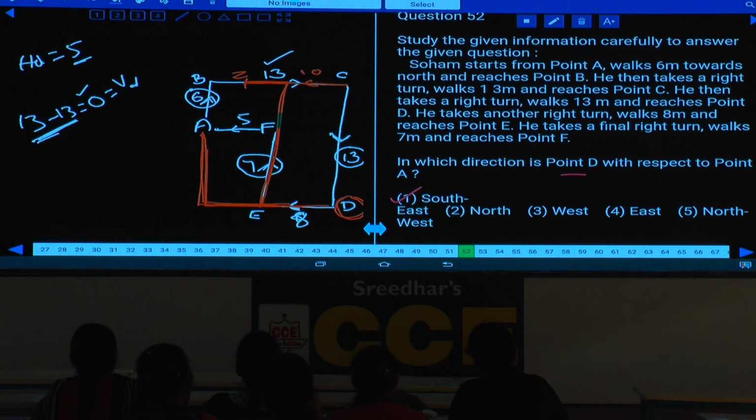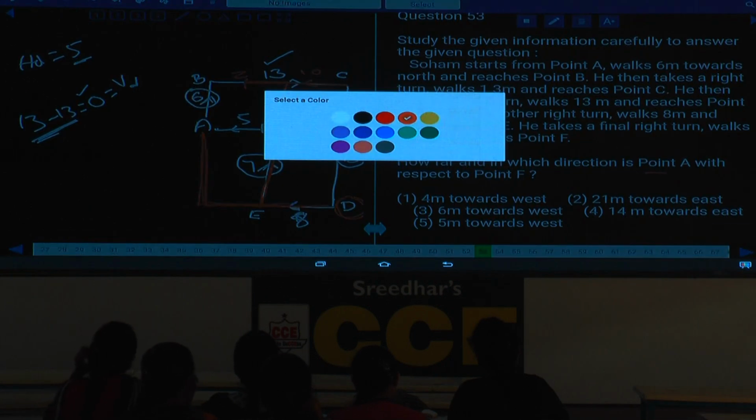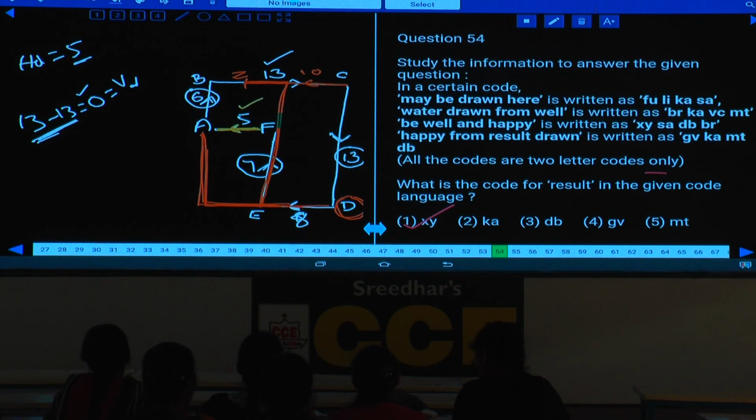Then question number 53. How far and in which direction is point A with respect to point F? Now A with respect to F, tell me what is the distance here? This is the distance between these two. 5 meters. Towards which direction? 5 meters towards west, that is choice 5. 5 meters west, choice 5 is the answer. Done with this? Now this is about question numbers 51 to 53. Then afterwards, question number 54 onwards.